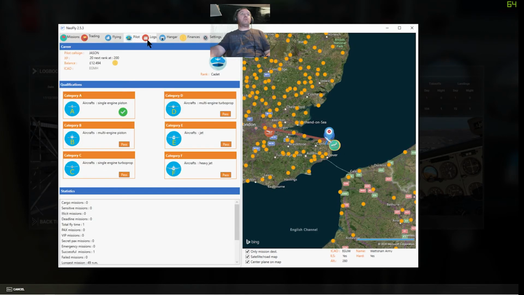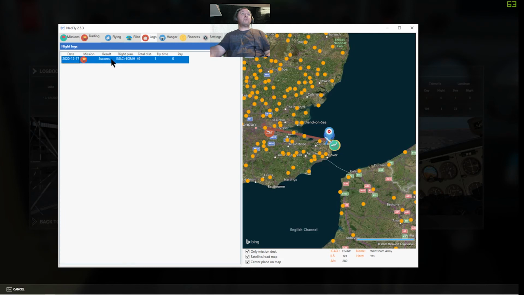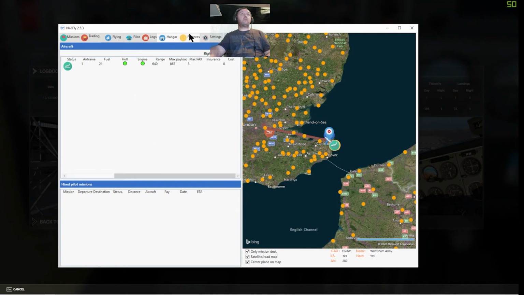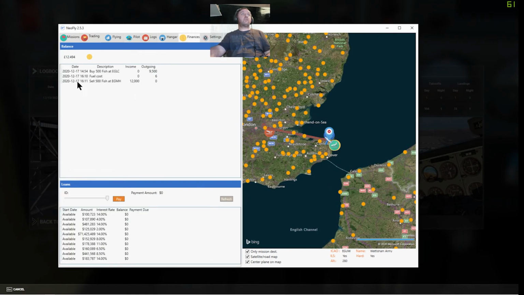Flight plan, pilot. Yeah, so I've had to start again, so I've lost all of that. So hangar, finances. So bought 500 fish for 9,500. £6 for fuel. Sold 500 fish for 1,200, and that gives me that.